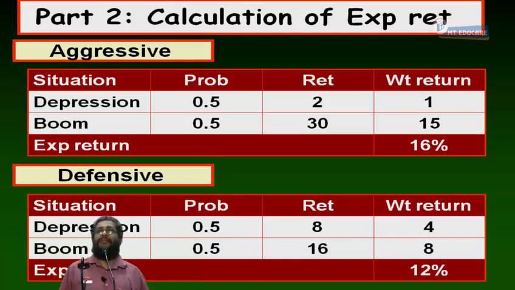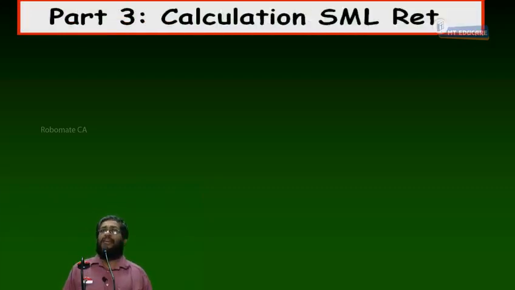Can I proceed? Now, part 3. What is part 3? The risk-free rate is how much percent? 7%. The market return is equally likely to be 6% or 20%. What is SML? Write down, next, part 3. Calculation of SML return.